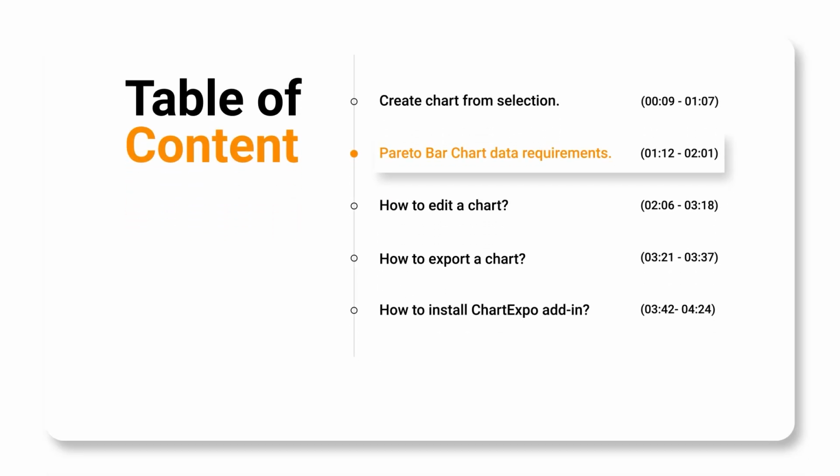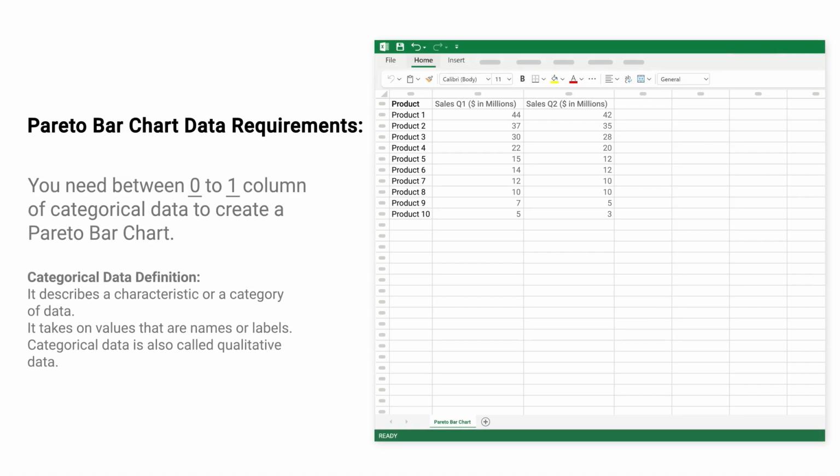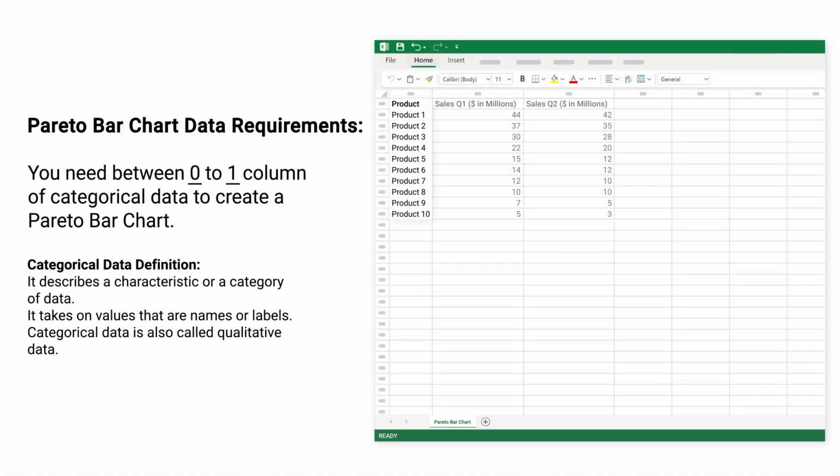Pareto bar chart data requirements. You need between 0 to 1 column of categorical data to create a Pareto bar chart. Categorical data definition: it describes a characteristic or a category of data. It takes on values that are names or labels. Categorical data is also called qualitative data.